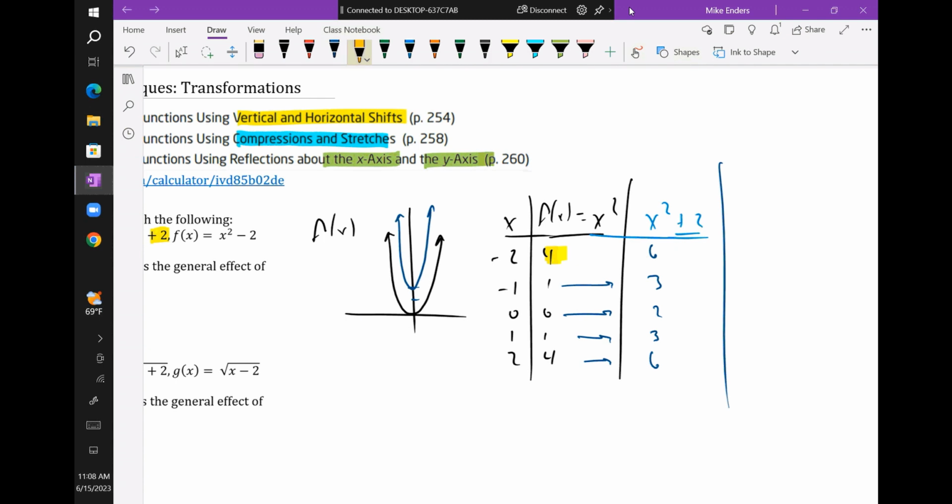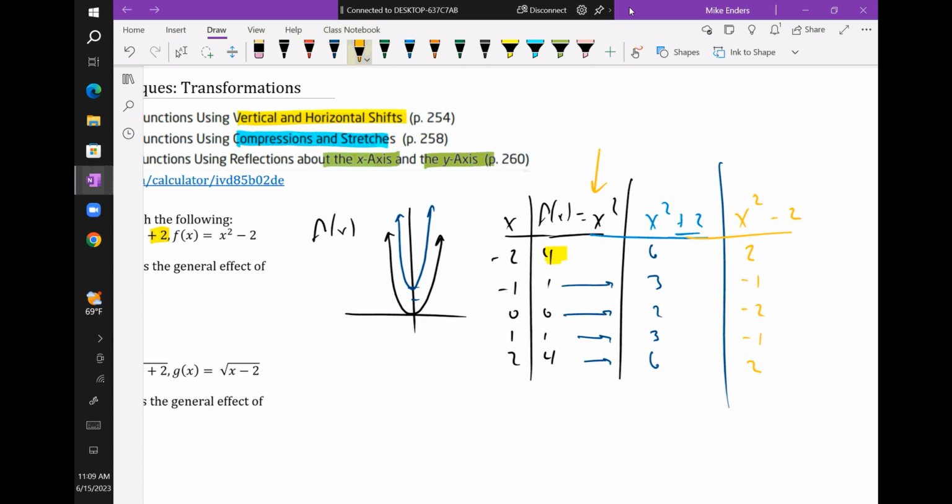Likewise, what if this is x squared minus 2? Again, the x squared was all the values in this first column. Now if I subtract 2 from each of those, then 4 minus 2 should give me 2. 1 minus 2 is negative 1. 0 minus 2 is negative 2. 1 minus 2 is negative 1 again. 4 minus 2 is 2.